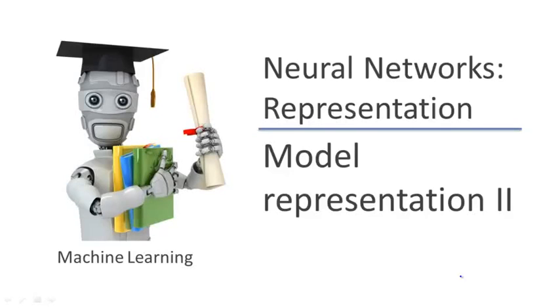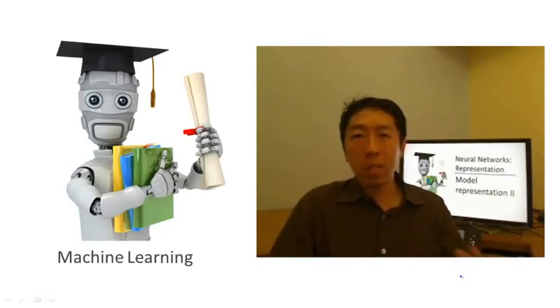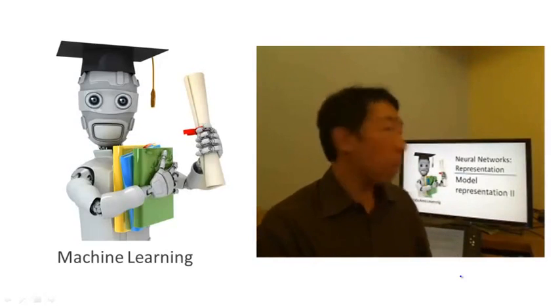In the last video, we gave a mathematical definition of how to represent or compute the hypothesis used by a neural network. In this video, I'd like to show you how to actually carry out that computation efficiently, that is, show you a vectorized implementation. And second, and more importantly, I want to start giving you intuition about why these neural network representations might be a good idea and how they can help us to learn complex nonlinear hypotheses.